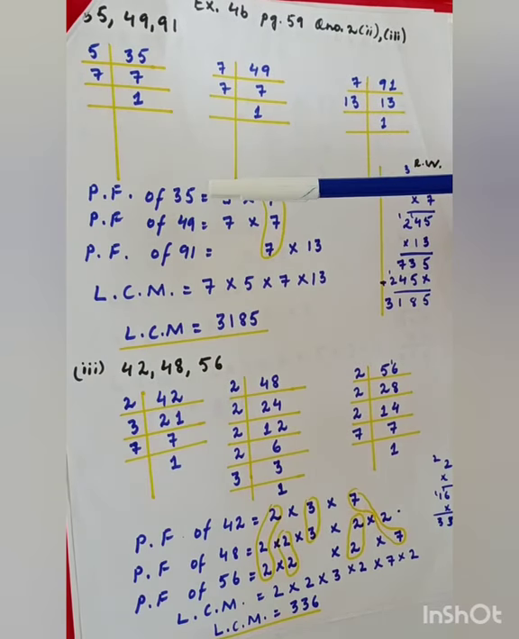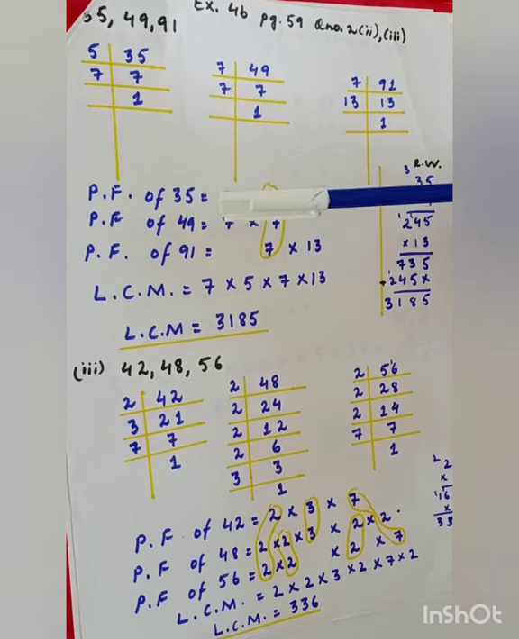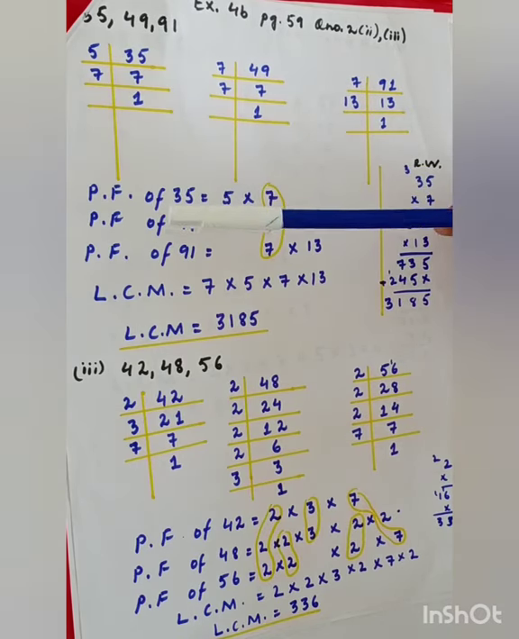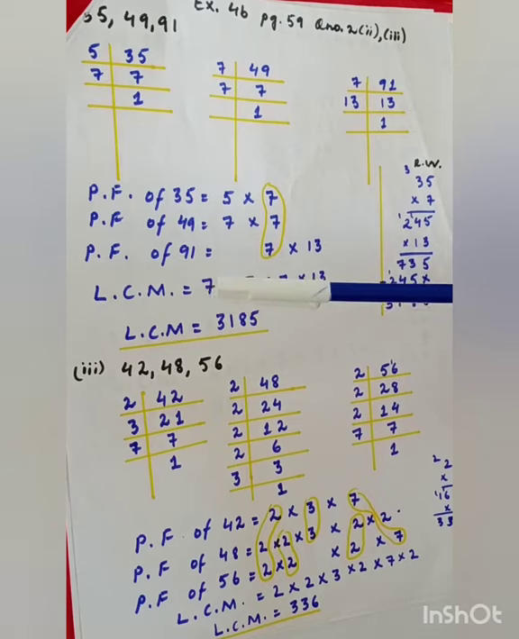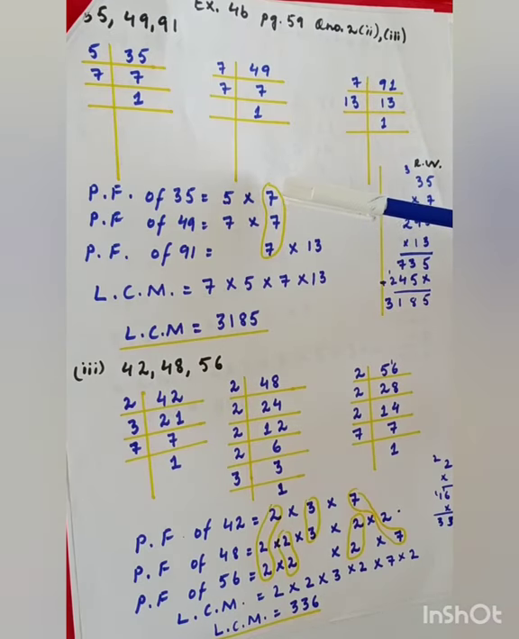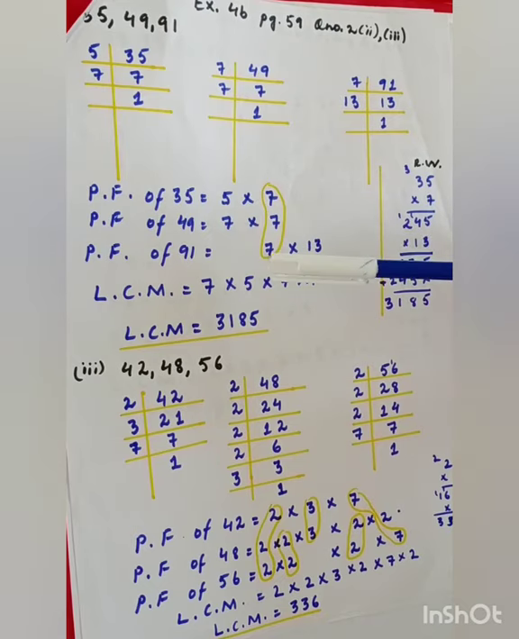Now prime factors of 35 are 5 into 7. Prime factors of 49 are 7 into 7. Prime factors of 91 are 7 multiplied by 13. So when we are finding the LCM, we will write out the common factors first. So what is common? 7 is common. We will write it one time, then 5, then 7, then 13. Multiply this all together, we will get 3185.